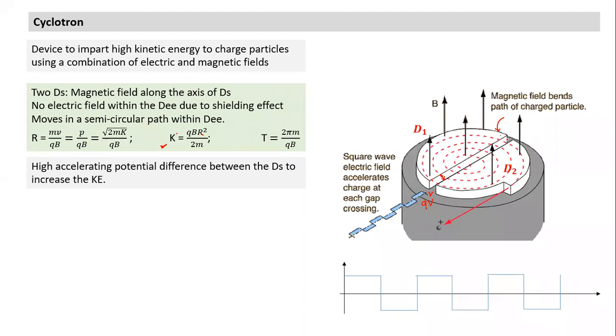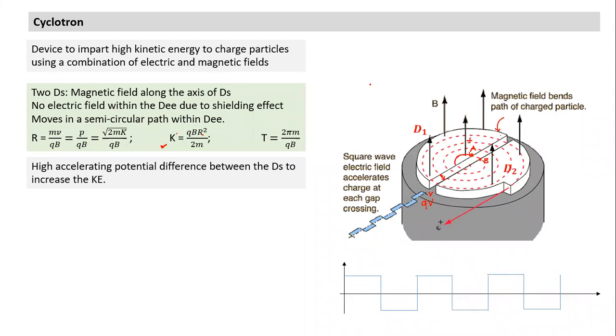So where does it gain kinetic energy? It gains kinetic energy between the 2 D's where the electric field exists. If it is a positively charged particle, what has to happen? Let's take a case. Suppose the particle starts from here, goes up to this point, and then moves from A to B. If it is a positively charged particle, which one has to have higher potential, A or B? To gain kinetic energy, it must lose potential energy. So A should have higher potential than B.